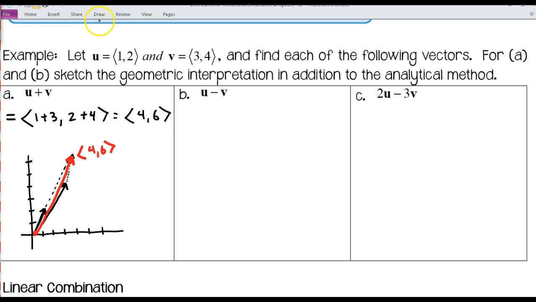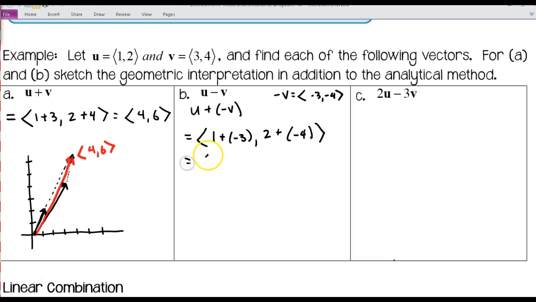Alright, so now let's do u minus v. So I'm going to change this to u plus the opposite of v. So now I'm going to find the opposite of v over here to use for my calculation. I'm just going to take the opposite of my x and y components. That would be -3, -4. So now u plus the opposite of v would be 1 plus -3, and then 2 plus -4. And that would give me -2, -2. Alright, so again, there's the algebraic method.